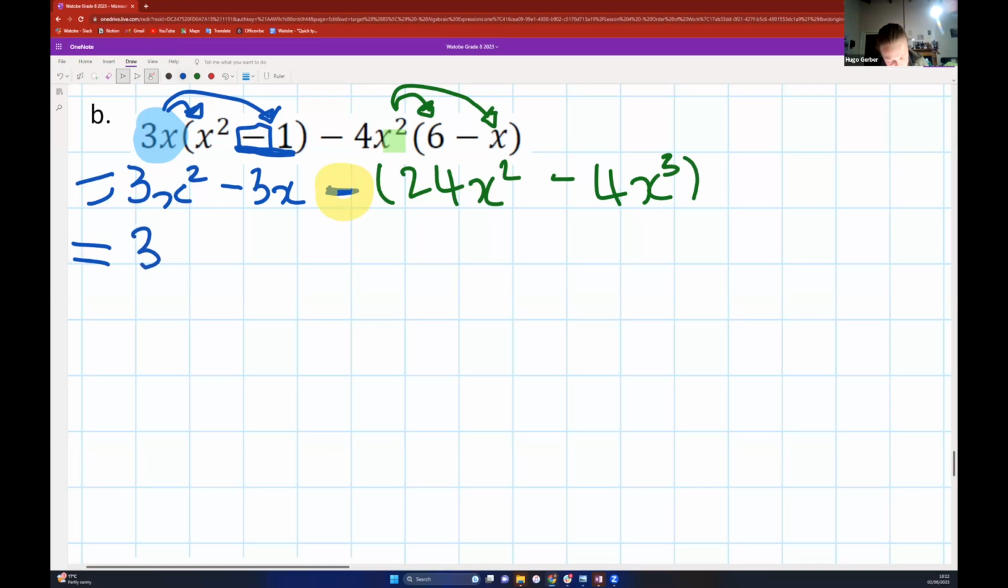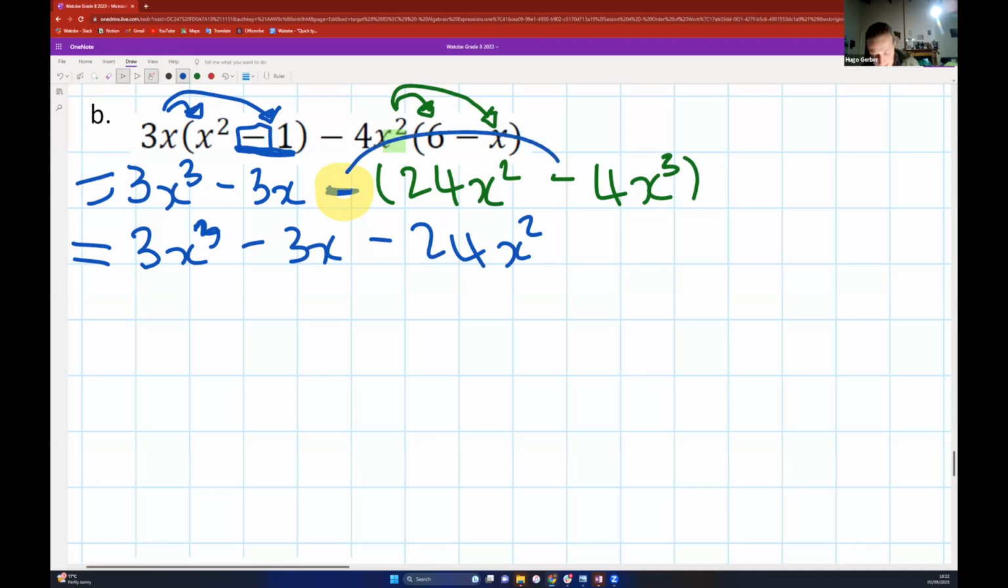I'm going to leave my 3x squared minus, not squared, goodness, it's cubed. Minus 3x, then this is going to be negative 24x squared. And now we have a negative multiplied by a negative. That's going to give us again a positive 4x cubed. Now we can add like terms.